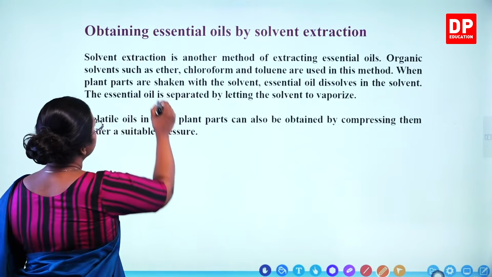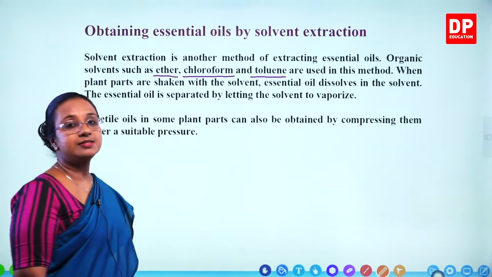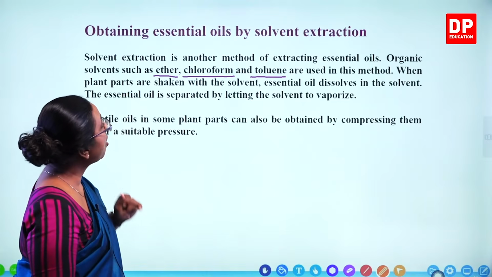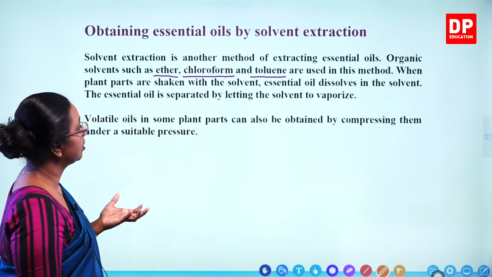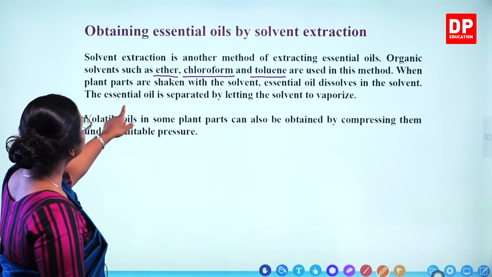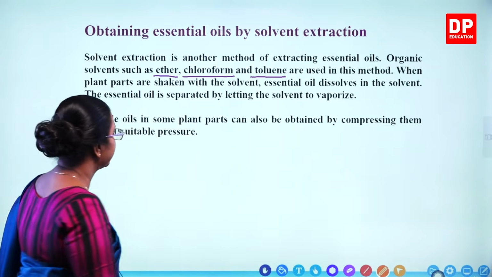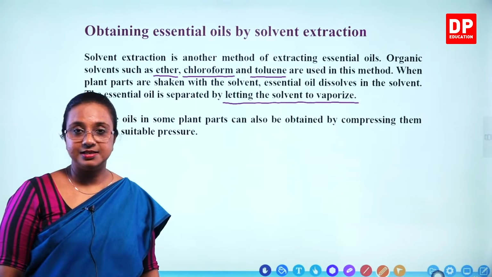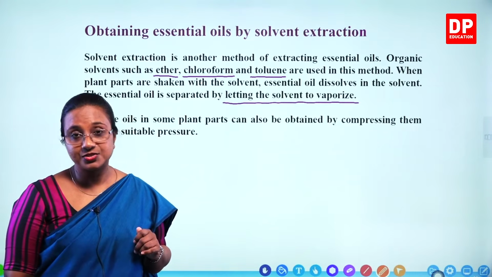Organic solvents such as ether, chloroform and toluene are used in this method. These are 3 different solvents and they are organic solvents. When plant parts are shaken with the solvent, essential oil dissolves in the solvent. The essential oil is separated by letting the solvent vaporize. So here these are solvents that can vaporize easily. So this process is again solvent extraction.